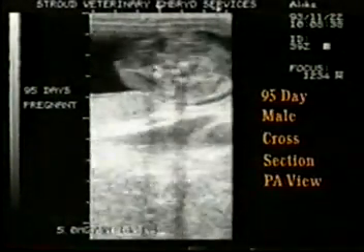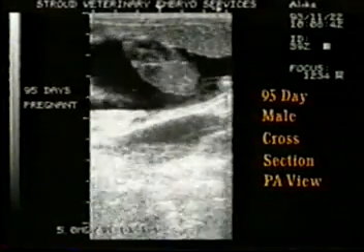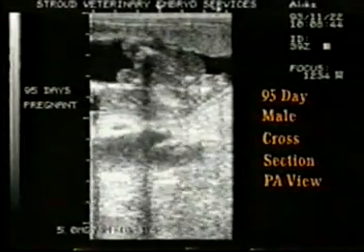Moving to the rear of the fetus, we get a posterior-anterior view between the back legs and get a perfect view of the now fully developed scrotum. RT is rear thighs.